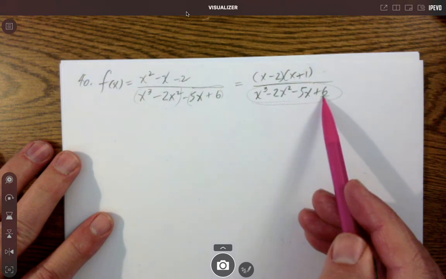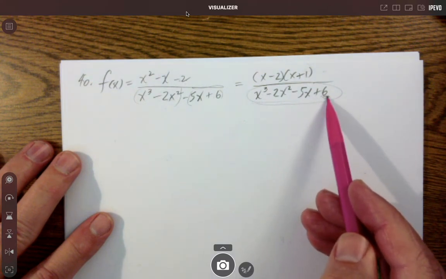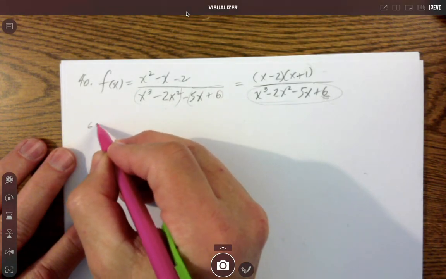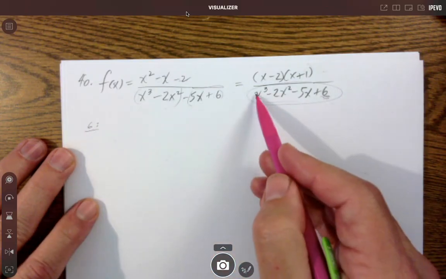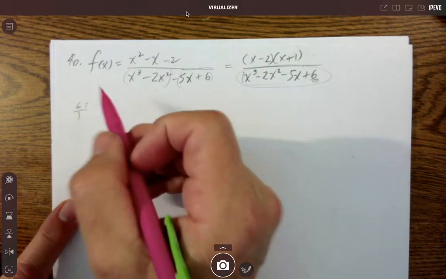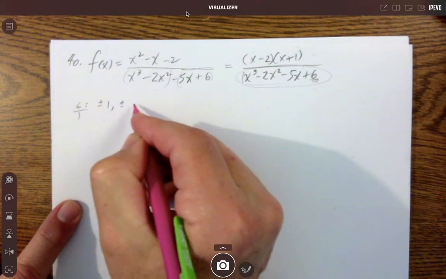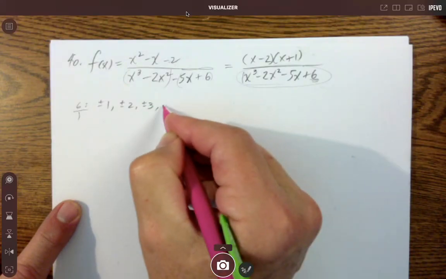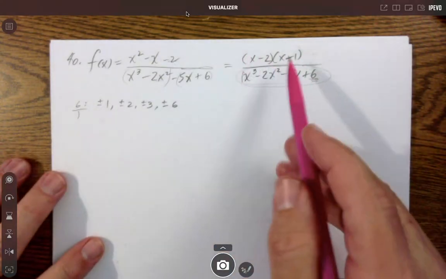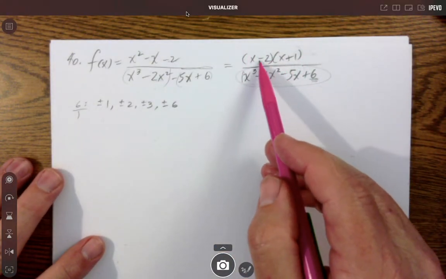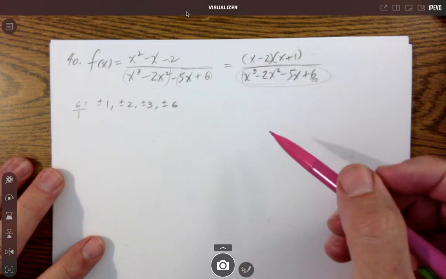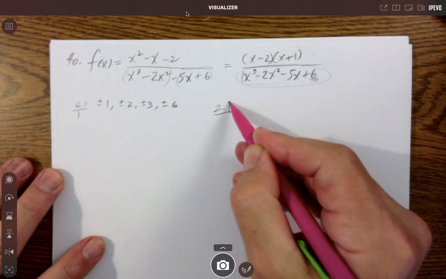Well, we know if there are factors, they have to be factors of 6 over 1, so factors of 6, right? So it's plus or minus 1, or plus or minus 2, or plus or minus 3, or plus or minus 6. I'm going to take a guess and assume there's a hole in this graph because I know on the top 2 makes this 0 and negative 1. So I'm going to start there. It's a wild guess right now.